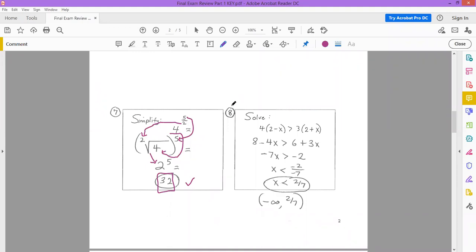All right, let's look at problem number 8. We have 4 times 2 minus x. We got to distribute here. 4 times 2, that gives us 8. 4 times the minus x gives us minus 4x. That's greater than 3 times 2 plus x. We need to distribute again. 3 times 2 gives us 6, and 3 times x, that's positive 3x.